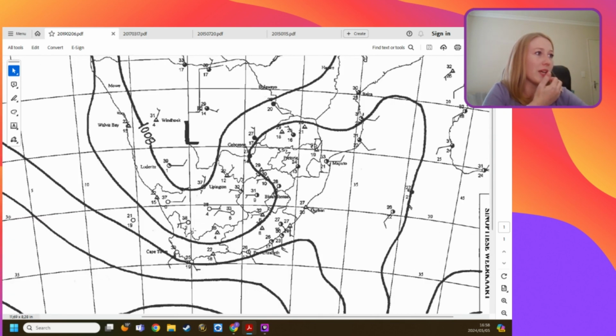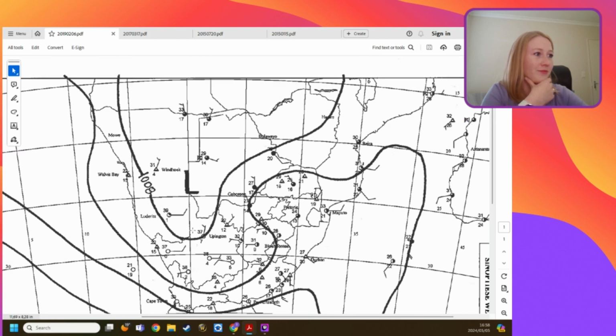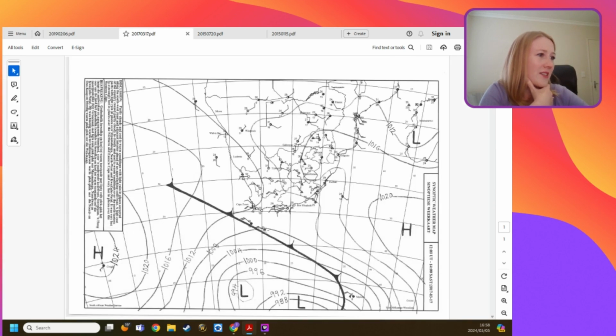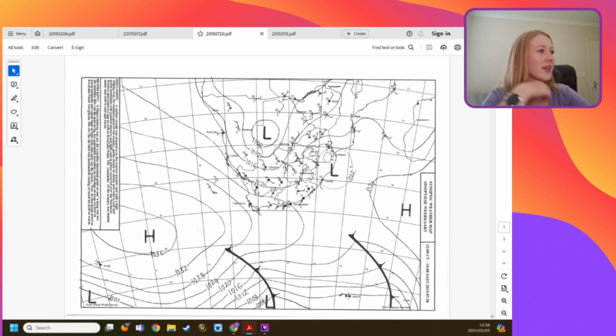Then, the other one we have is a low pressure cell. I'm not going to use that one because it doesn't look like a nice cell. Find a different one. There we go. That one looks nice.